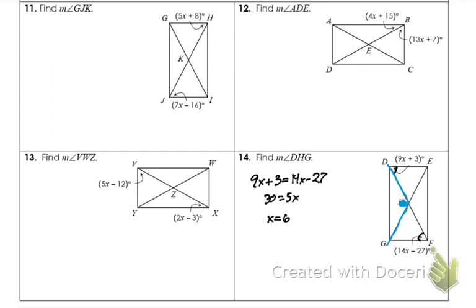So this is where it's important that we have a rectangle. Because I can find, see how there's 9x plus 3 here? I can actually take that 6 and plug it in there. We'll have 6 times 9, which is 54, plus 3 is 59 degrees. So that's 59 degrees.